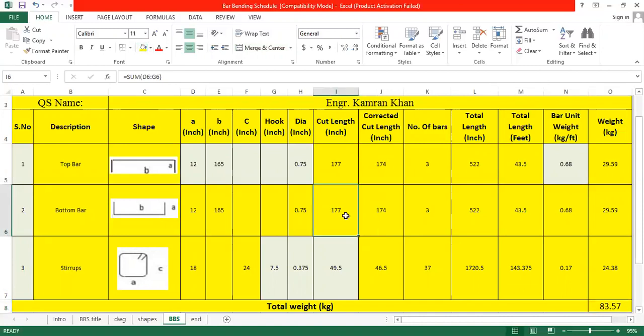Now you can see this schedule is giving me a lot of information. It is giving me information about the shape of top bars, bottom bars, and stirrups. How many bars will be needed in the top portion, the bottom portion, and for the stirrups, and how much will be the segmental length for each. And at the end I have the total quantity required for my beams. So that's why we can say that the bar bending schedule is very important and significant.